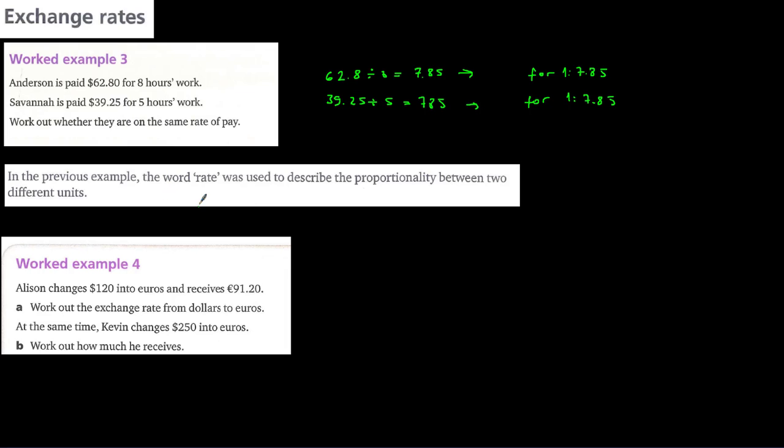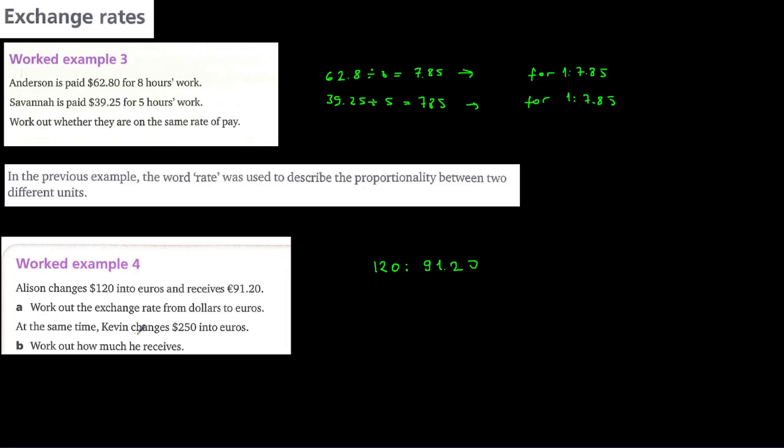In the previous example, the word rate was used to describe the proportionality between two different units. I showed it here, and the rate can also be used for money exchange. In the exercise, Ellison changed $120 to euros, and she gets 91.20 euros. So the ratio is 120 to 91.20.